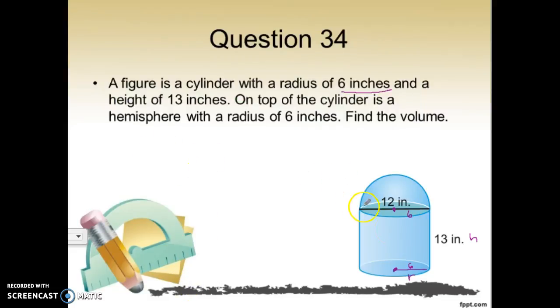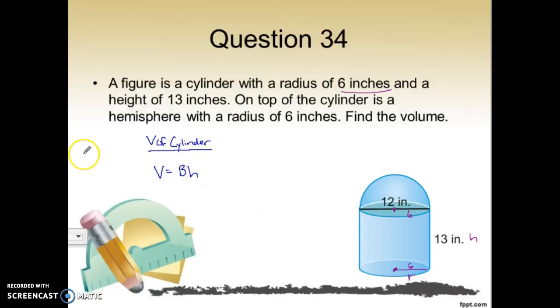Hopefully you said, I'm going to find the volume of the cylinder, and then I'm going to find the volume of the hemisphere, and then I'm going to add them together. All right, so let's find the volume of the cylinder first. Volume of the cylinder. And do you remember that formula? Yeah, of course you do.